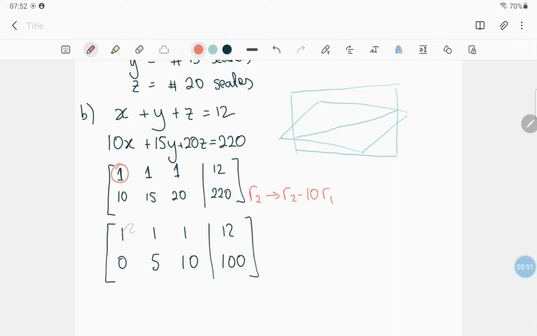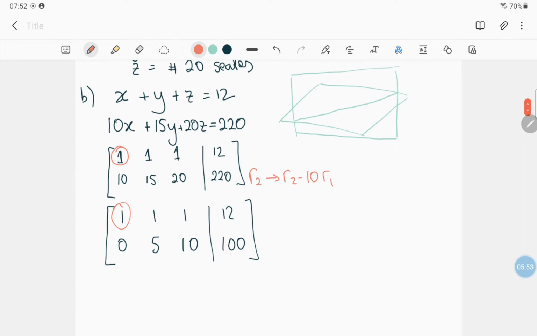So now we have this pivot, and we want to make another pivot. How you make zeros is you use the pivot row, but to make pivots you multiply or divide. So we're going to send row 2 to itself divided by 5.